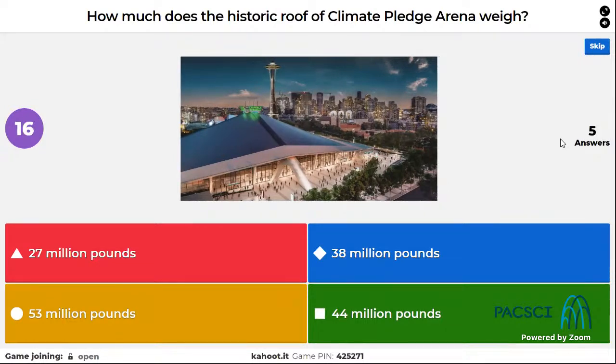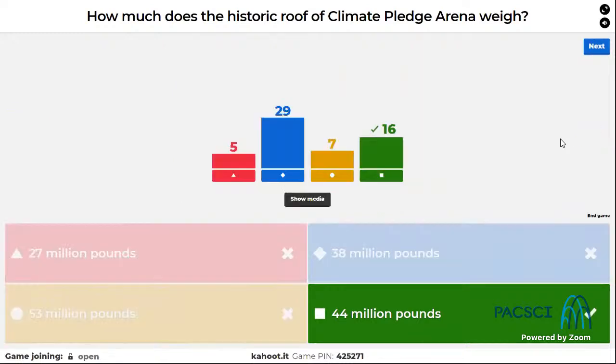This is one of the amazing things about this construction, that the roof is the original roof from when it was Key Arena. It's being preserved. They're basically holding the roof up as they're digging out and remodeling everything underneath it, and going deeper to get more seats in there, but keeping that roof as it is. So it's amazing to watch how they're keeping that roof there.